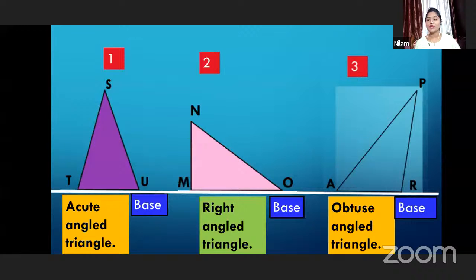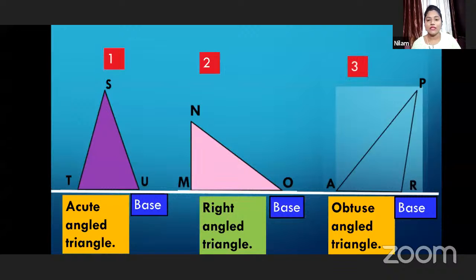See, on the screen you can see three types of triangles. In figure 1, there is an acute angled triangle. The base we can find out. The base is clearly visible to us as the side which is placed on the ground, the side which is placed on the flat surface. That side is called the base. In the first triangle, the triangle is STU, where TU is the base.